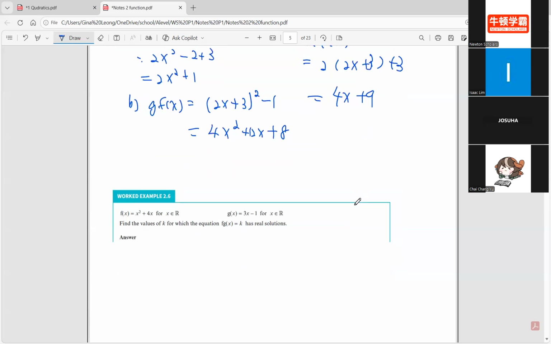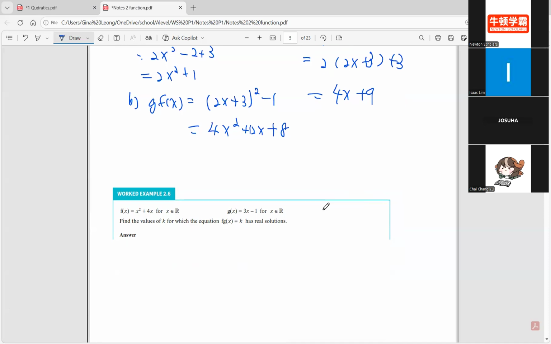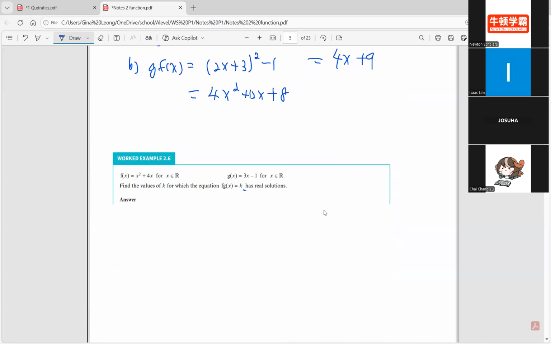Okay, we go for example 2.6. This one I need you to do because it is related to topic 1. As a real solution, find the value of k. So how to do? You try first and you send me the solution.